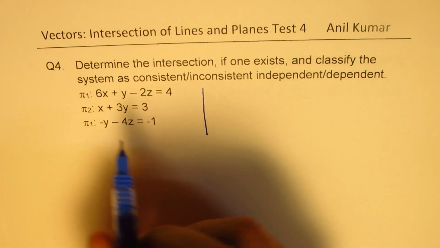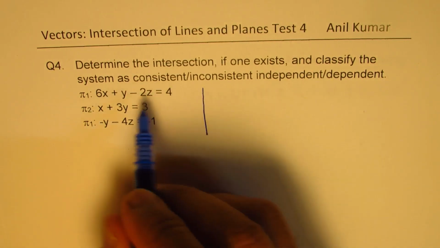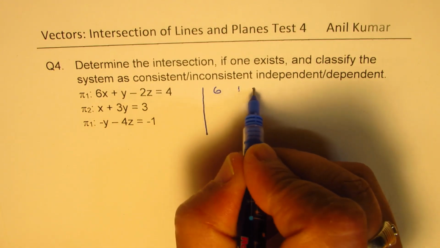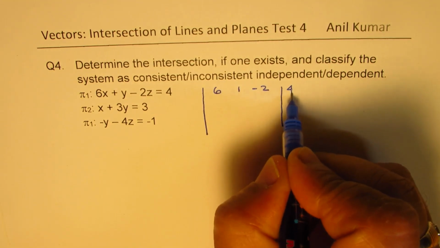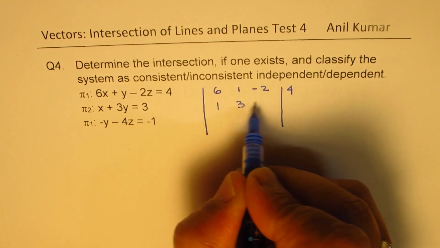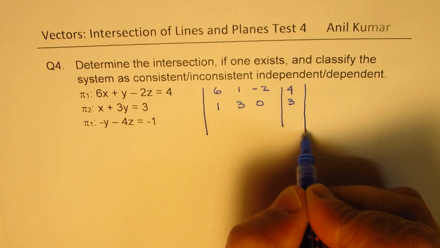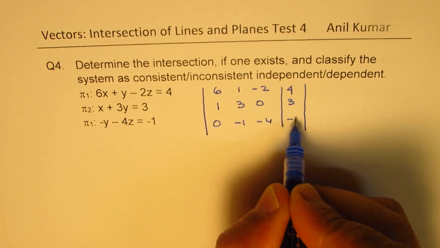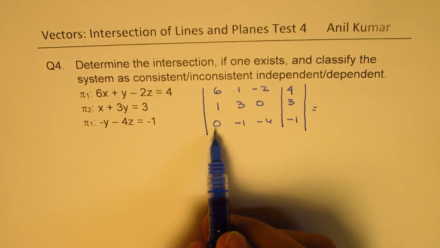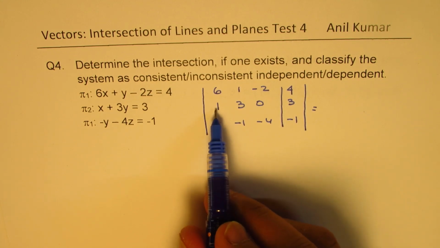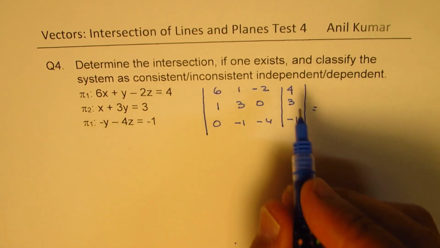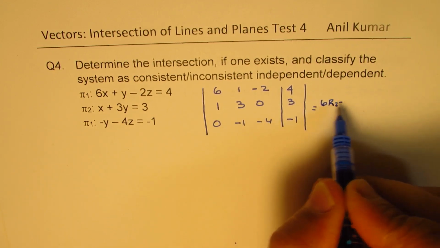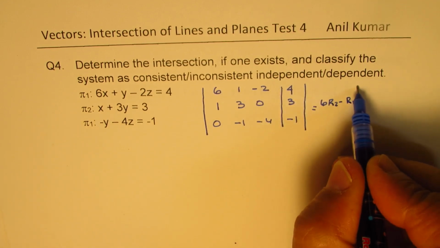So let me rewrite the augmented determinant in this case. 6, 1, -2, we get 6, 1, -2 equals 4. Here we get 1, 3, 0, 3, and here we have 0, -1, -4, -1. Now we already have a 0 here, so first step, let's make that 0. So to make this 0, what we can do, we can multiply R2 by 6 and then take away R1, right? So this is what we could do.